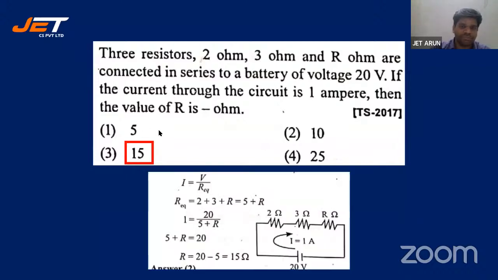Let's look at the solution. I'll apply Ohm's law for this one. V is equal to IR. So I is equal to V by R equivalent. They are in series combination, so R equivalent is 2 plus 3 plus R, which is 5 plus R. So I is equal to 20 by 5 plus R. I given is 1 ampere. So 1 is equal to 20 by 5 plus R. 5 plus R is 20. R is 20 minus 5, which is 15 ohms.